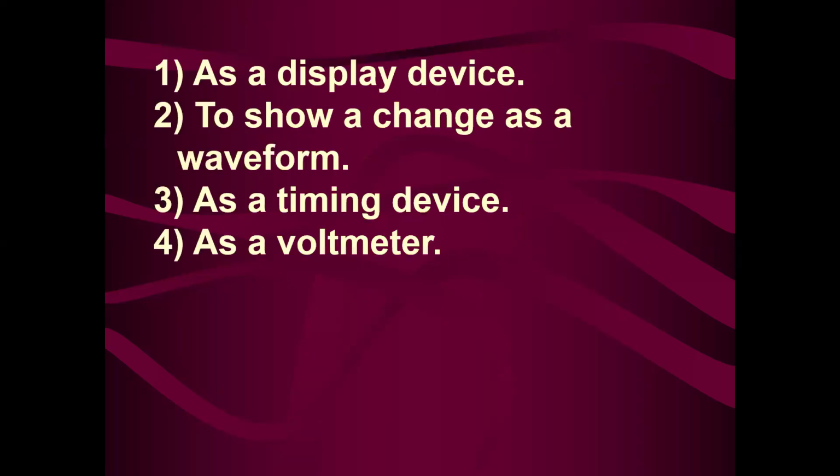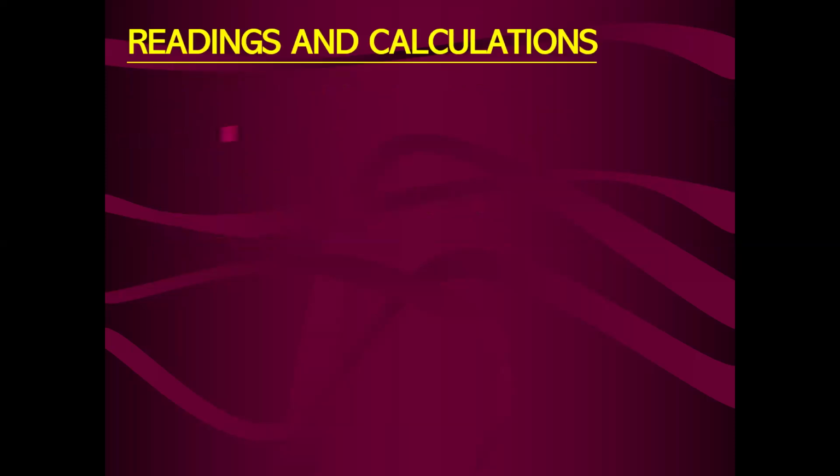CRO has a few applications. It's a display device, as I explained, like the monitor doctors use to check different readings. Second, to show a change as a waveform, like the output of musical instruments on a screen. As a timing device, it's like a digital clock, and it is very accurate. It is also used as a voltmeter. CRO can be used as a very accurate voltmeter. We have voltmeters, but this is much more accurate than that.